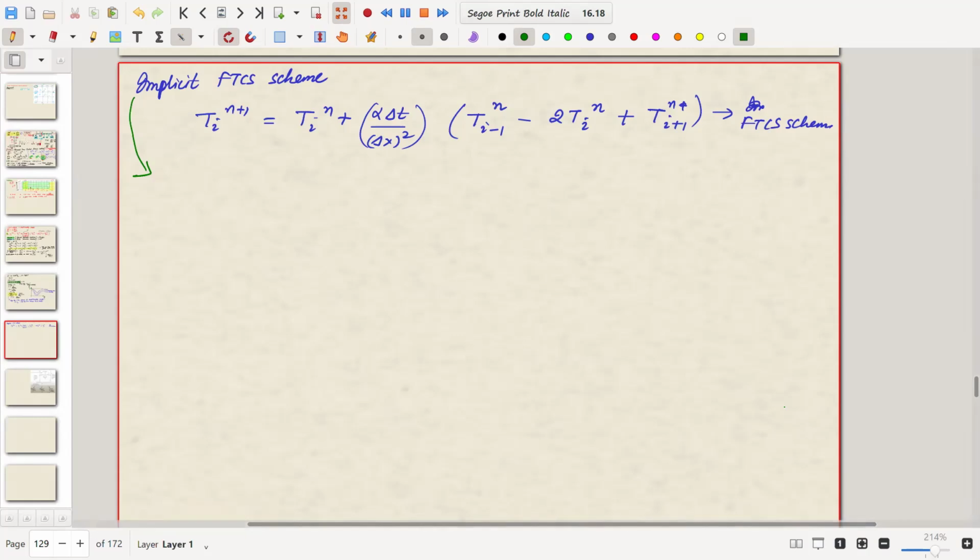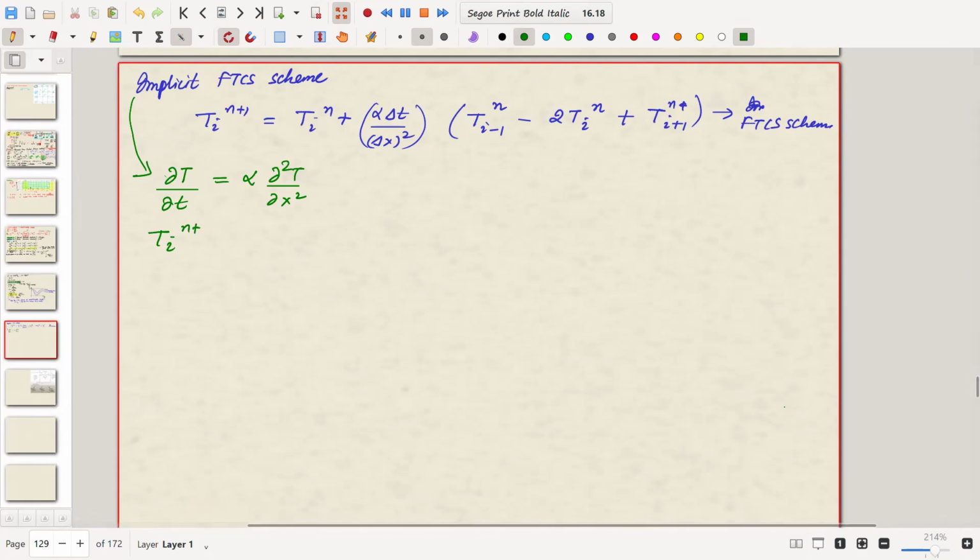That means the heat equation you have, dou T by dou t equals alpha dou 2T by dou x square, you discretize in a different way, in an implicit way. What is the implicit way? Implicit way means the unknowns will be in your equation. That is implicit. So this is how we discretize it.